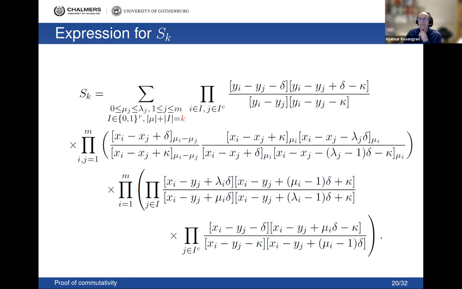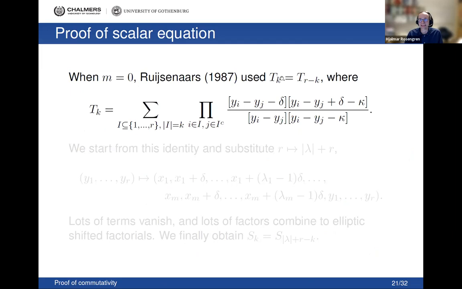So how do you prove something like that? Well, you could look at what Rosengren did when he proved the special case when M is zero. When M is zero, when you don't have the first type of particles, all these things involving X are gone. You only have this first double product. Then you need to prove that TK is, say, TR minus K. TK is this sum of theta functions, which maybe still looks complicated, but it's a lot simpler. That's something that Rosengren proved and used to prove the commutativity of his original operators. And what you have to do is actually you just need the same identity.